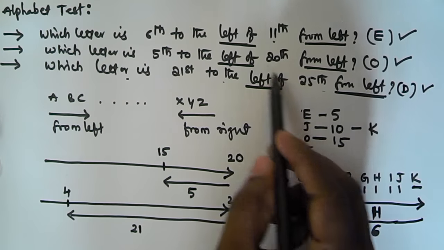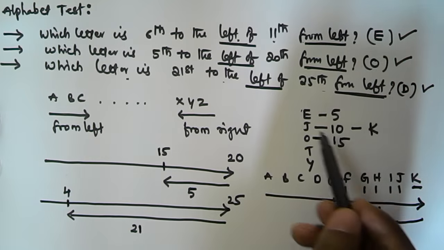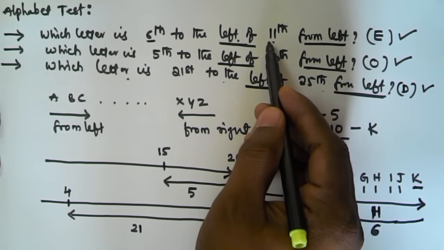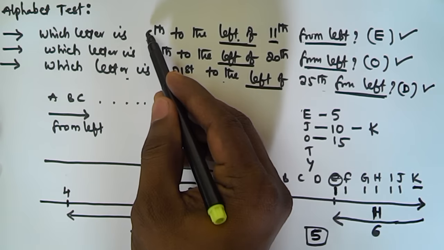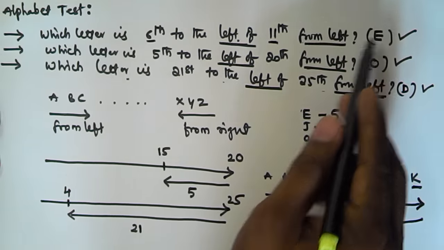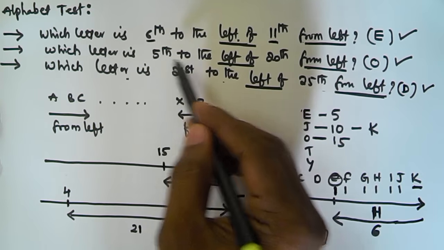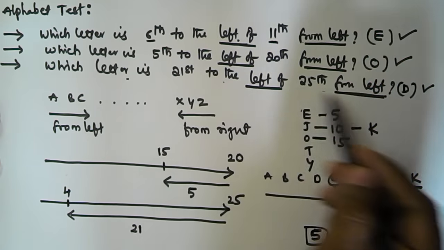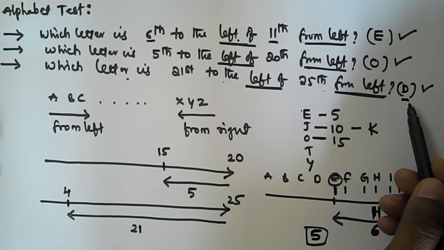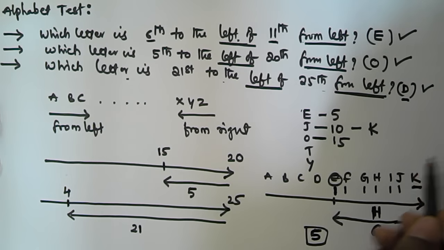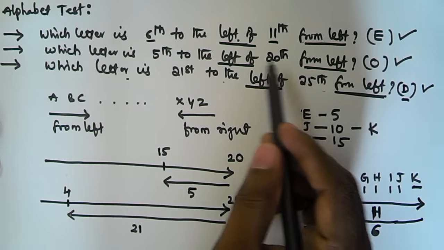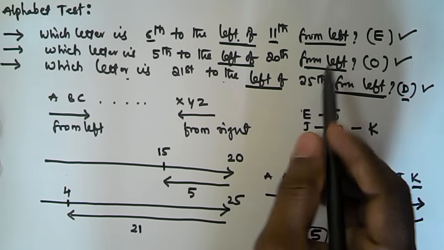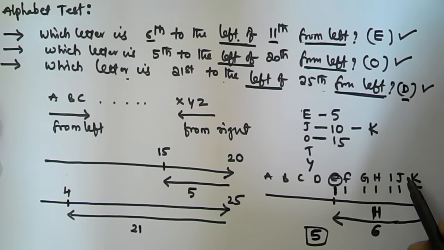Okay, so whenever you see left and left, simply subtract the positions, right? 11 minus 6, you get 5, so that is E. 20 minus 5, so that is 15, the 15th is O. 25 minus 21, 4, and 4 is D. So this is the way to solve the alphabet test problems when there is a left and left in the question. So I hope you got this one.